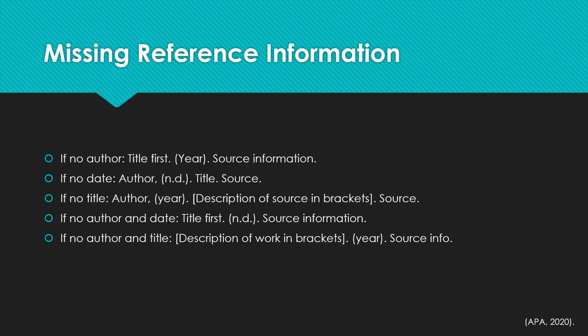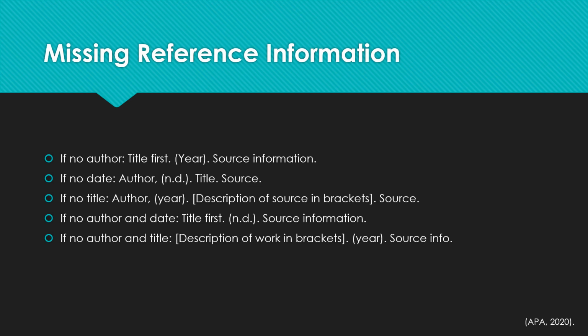Missing reference information. What can you do if your reference is missing certain pieces of information? Below is a handy reference list for you to use. If your source has no author, you highlight the source title and the publication date, as well as whatever other relevant information you have. If your source has no date, you indicate the author followed by the abbreviation ND, as we mentioned before, the title, and the relevant source information.